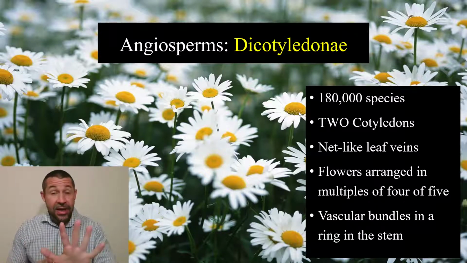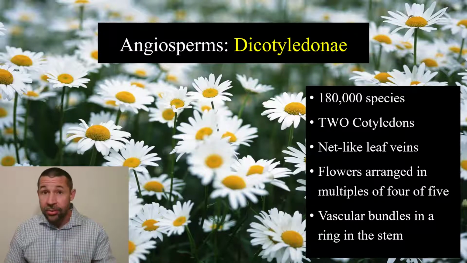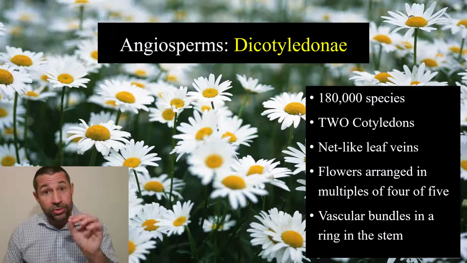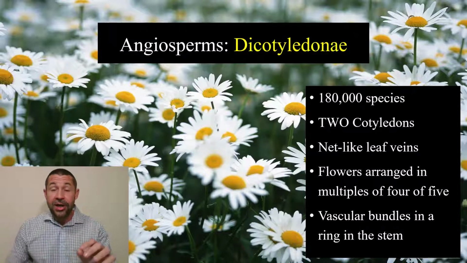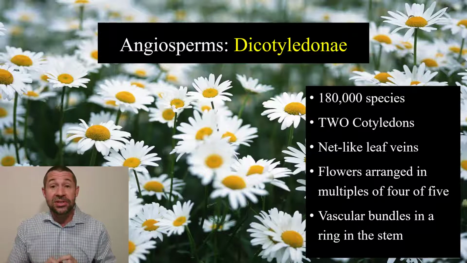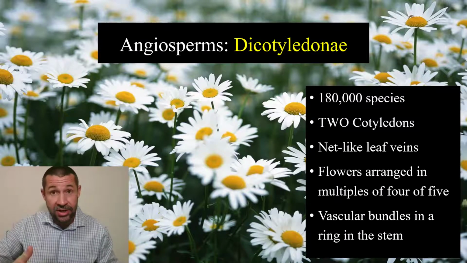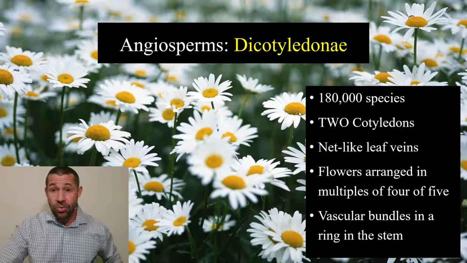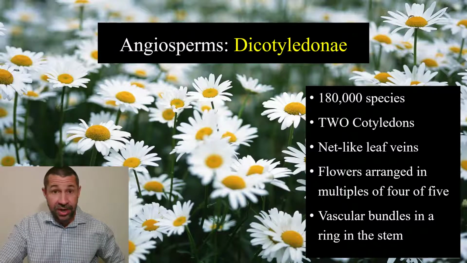Further, the dicots have net-like leaf venation. Their flower parts are not arranged in multiples of 3, but multiples of 4 or 5. And then their vascular bundles are arranged in a nice, neat ring when you take a cross-section of the stem. And I'll show you what those structures look like in just a second.